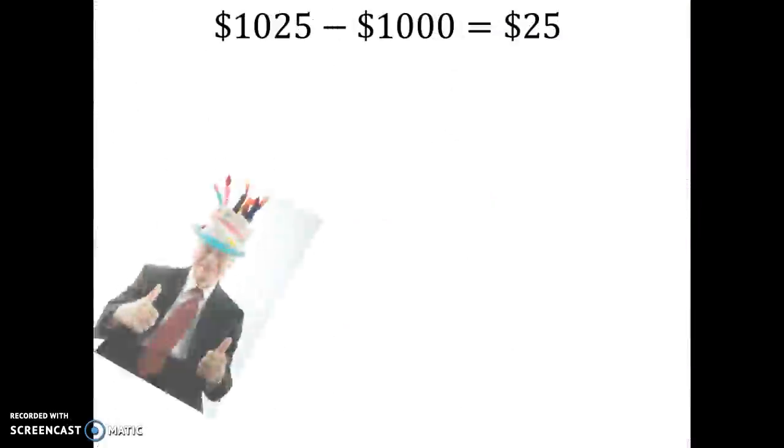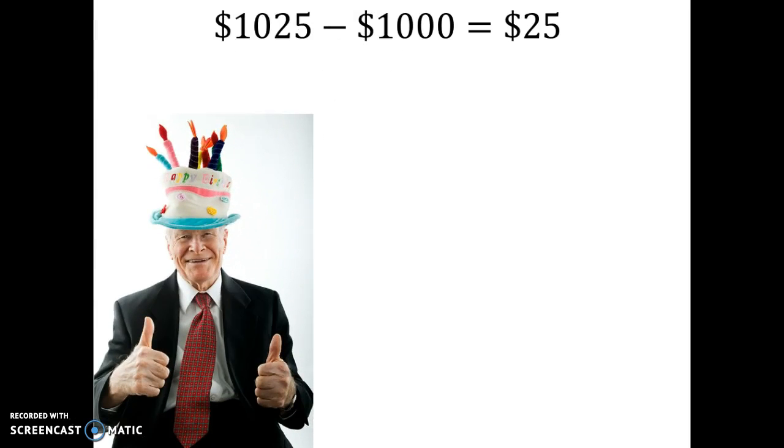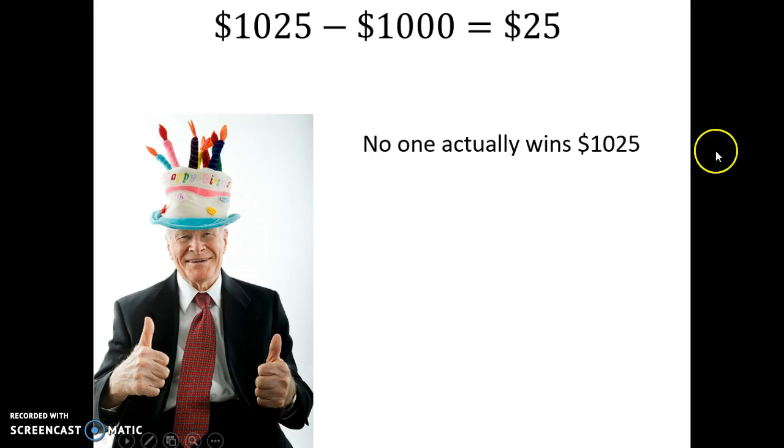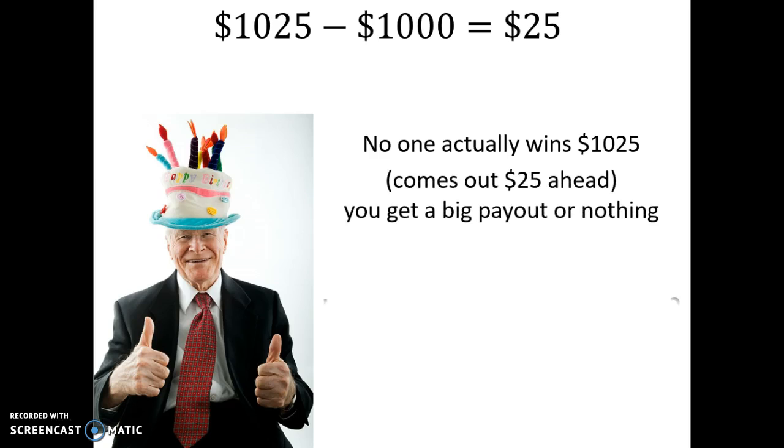All right, so he's excited. He's like, oh yeah, great, I come up ahead. $25, still ahead. But the truth is, no one actually wins that. The weird thing about expected value is it's terribly worded. It should probably say average value. This means if he plays over and over again, $1,000 every night for a year, on average, this is what he's going to do. But we know that what really happens is you get big payouts or nothing.